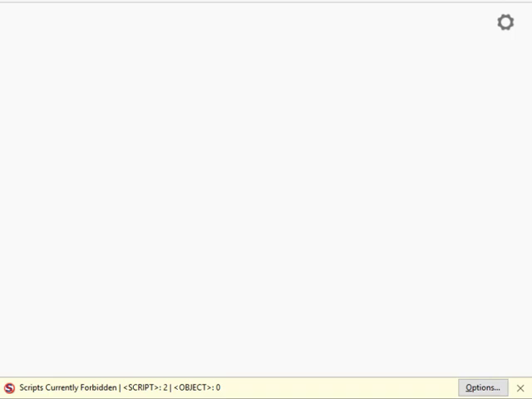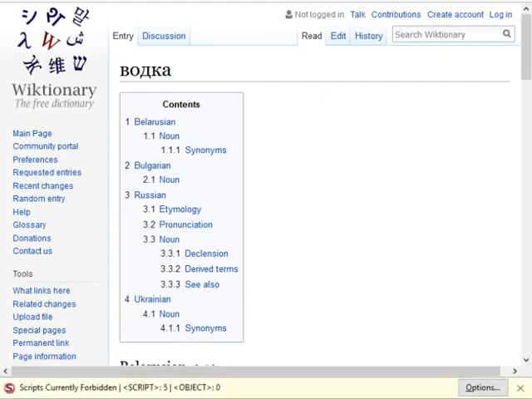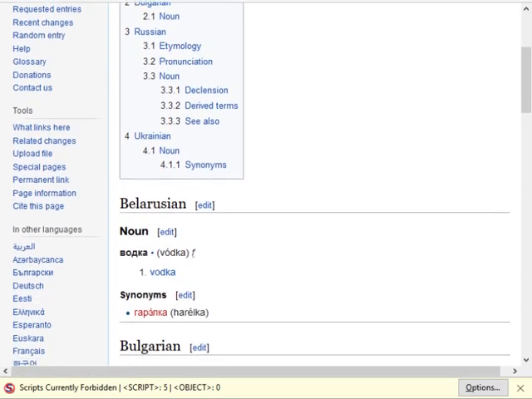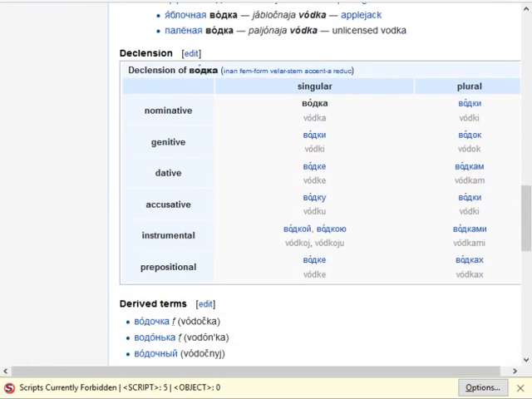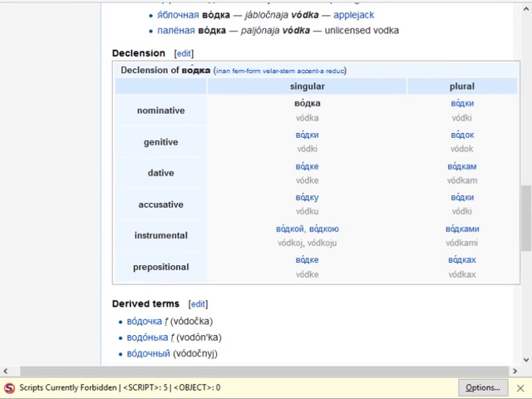I'll just go to vodka, and here we go. So here you can see, well, wait, this is Belarusian, and that's Bulgarian. Here we go. Here's Russian. So here we see for vodka, the genitive singular is vodki.